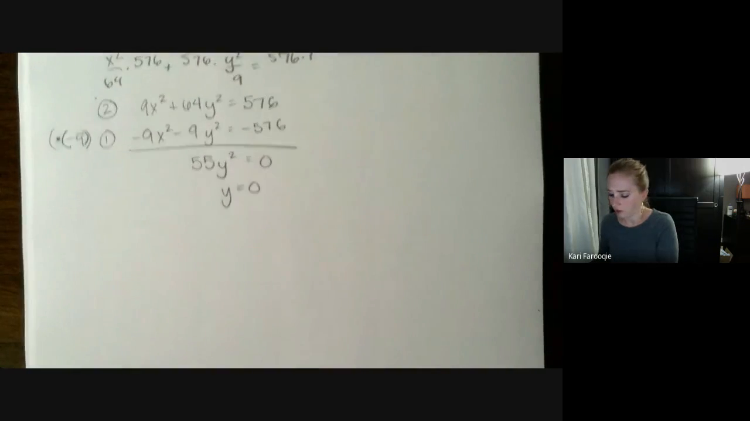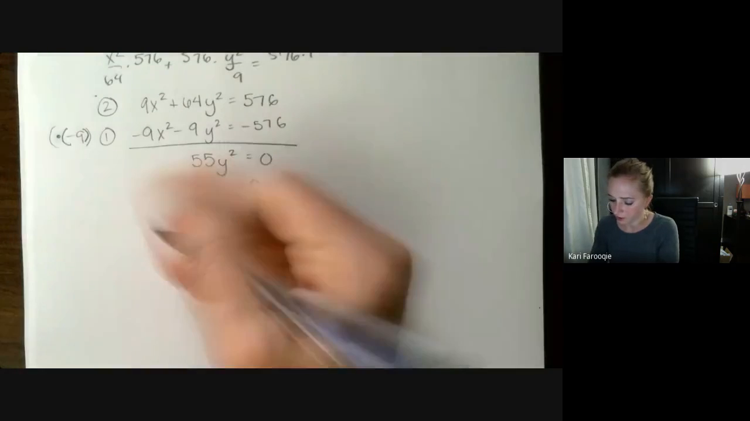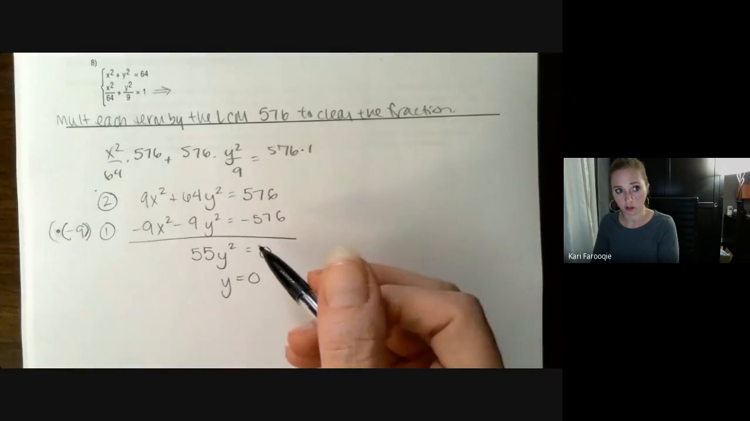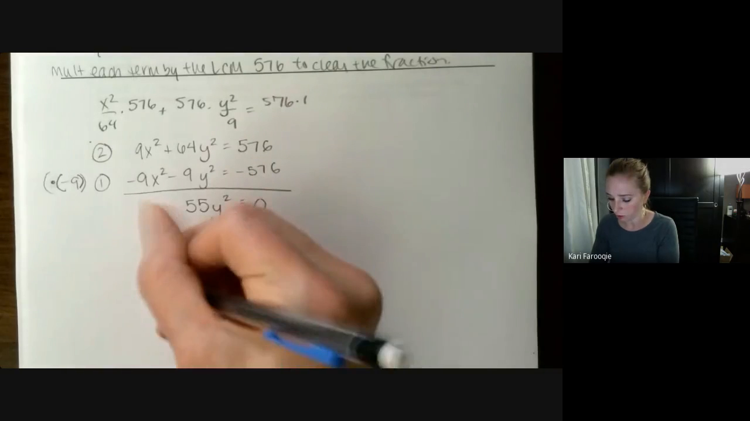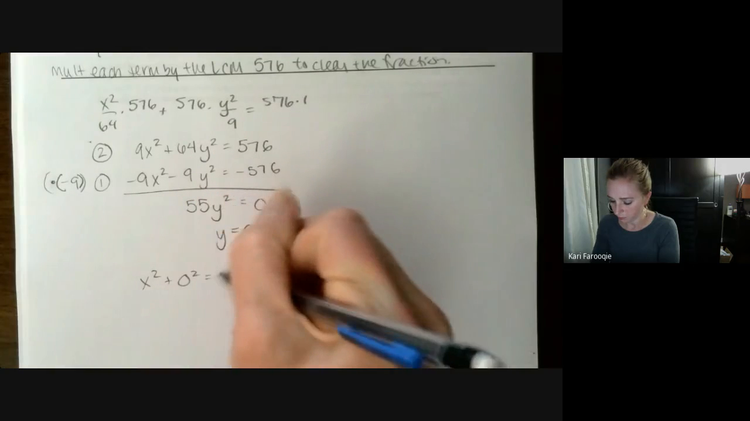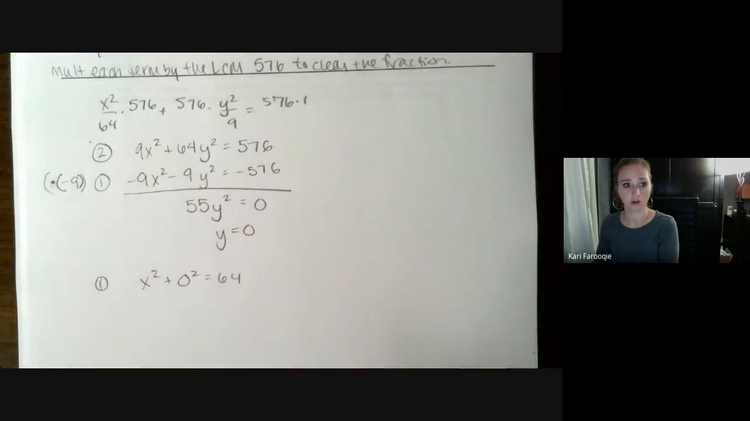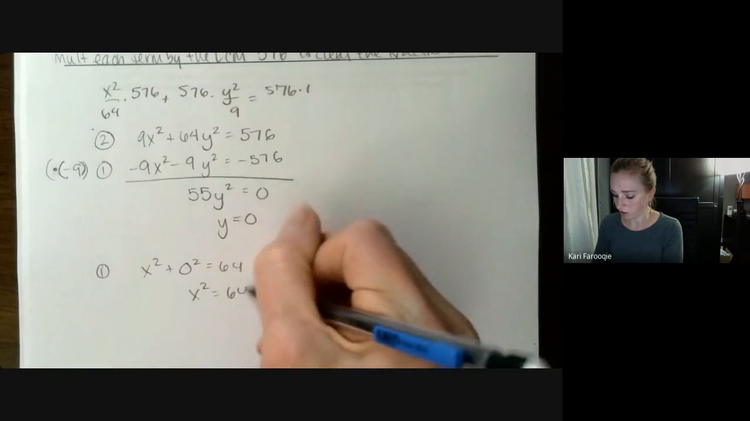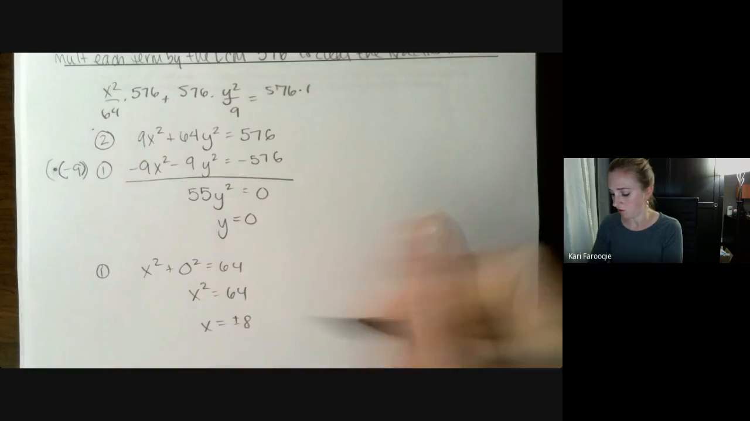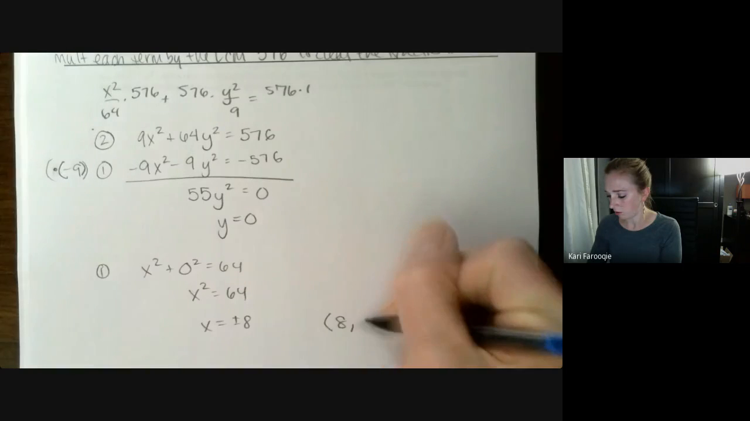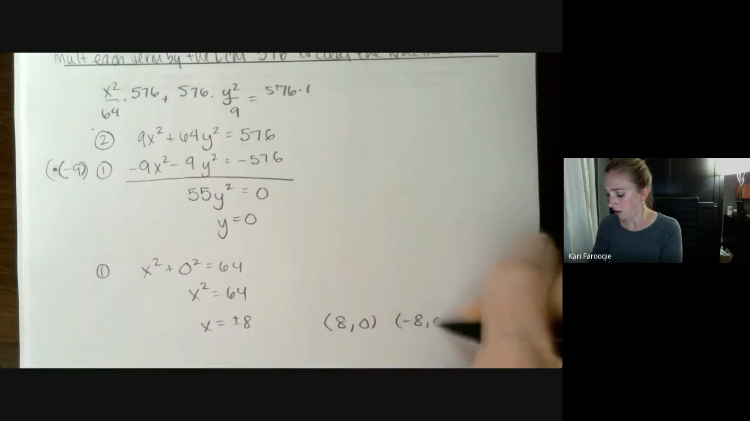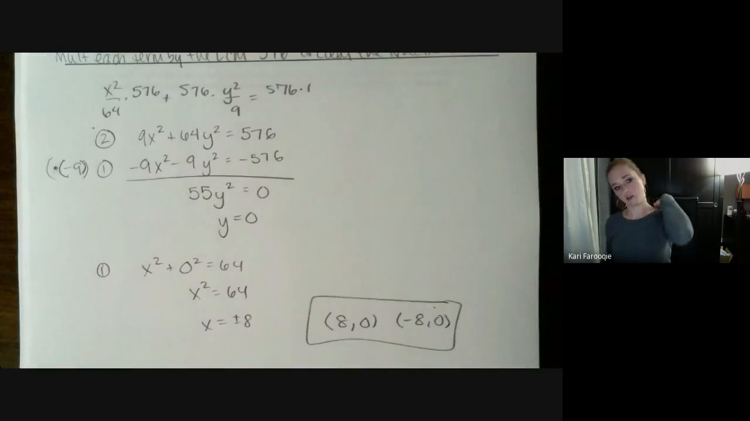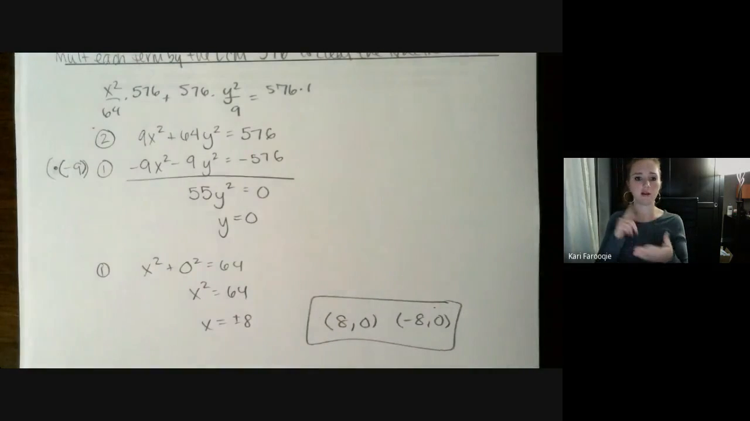Okay, so if we got the result of y equals 0, we're going to back substitute. I'm going to go with the first equation, x squared plus y squared equals 64. So that's equation 1. Then we have x squared equals 64 and x equals plus or minus 8. So I have (8, 0) and (-8, 0) as the intersection between my circle and the ellipse.